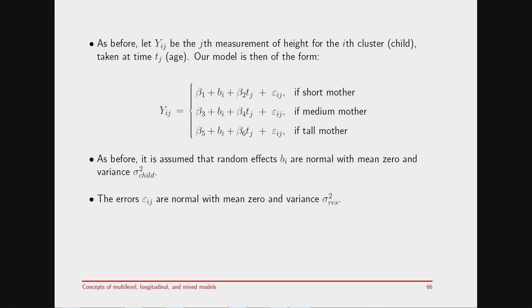And of course, what is really of interest to us is testing whether these 3 slopes here are all equal to each other. Because if the 3 slopes are not equal to each other, that would tell us that the rate of change, the growth of these children, depends on the height of the mother. And that the 3 groups do not show exactly the same rate of change, the same rate of growth. So that will be our main hypothesis of interest.